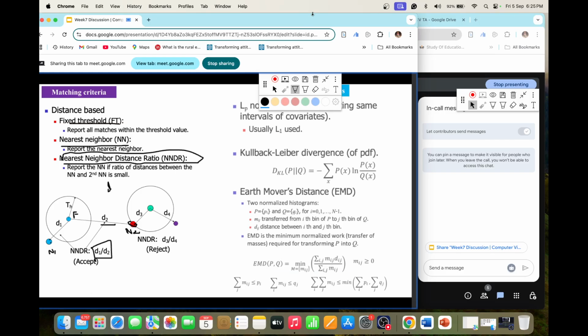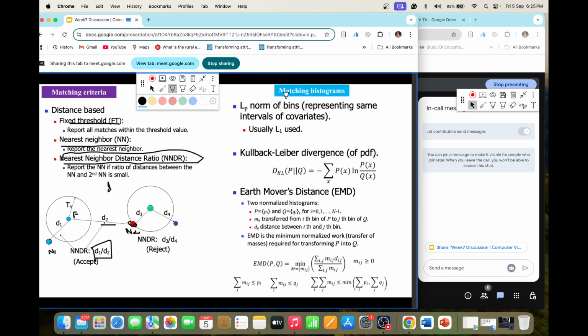Now we have another matching criterion, known as matching histograms. What we do in histograms is construct histograms. A histogram is nothing but, you can say, a bin of similar points. So you construct a histogram. How can you construct it? You can use an LP norm. You can just calculate an LP norm, and you can form bins of different sizes.